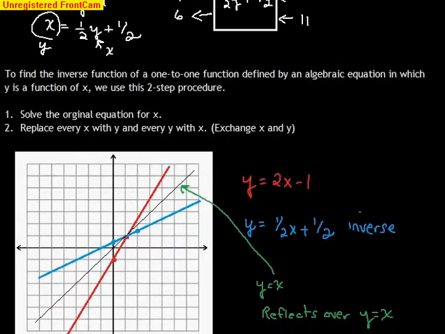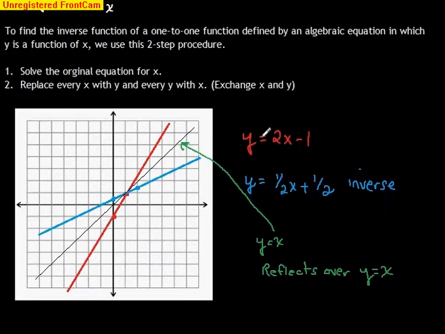Now graphically, if I graph the original function, which is right here in red, and then graph the inverse function, it reflects over the line y equals x. So here's y equals x. The slope is 1, 1, 1, 1, 1. The red line is going to flip right over and land on the blue line. So every inverse function is going to be a reflection of the original function over the line y equals x.